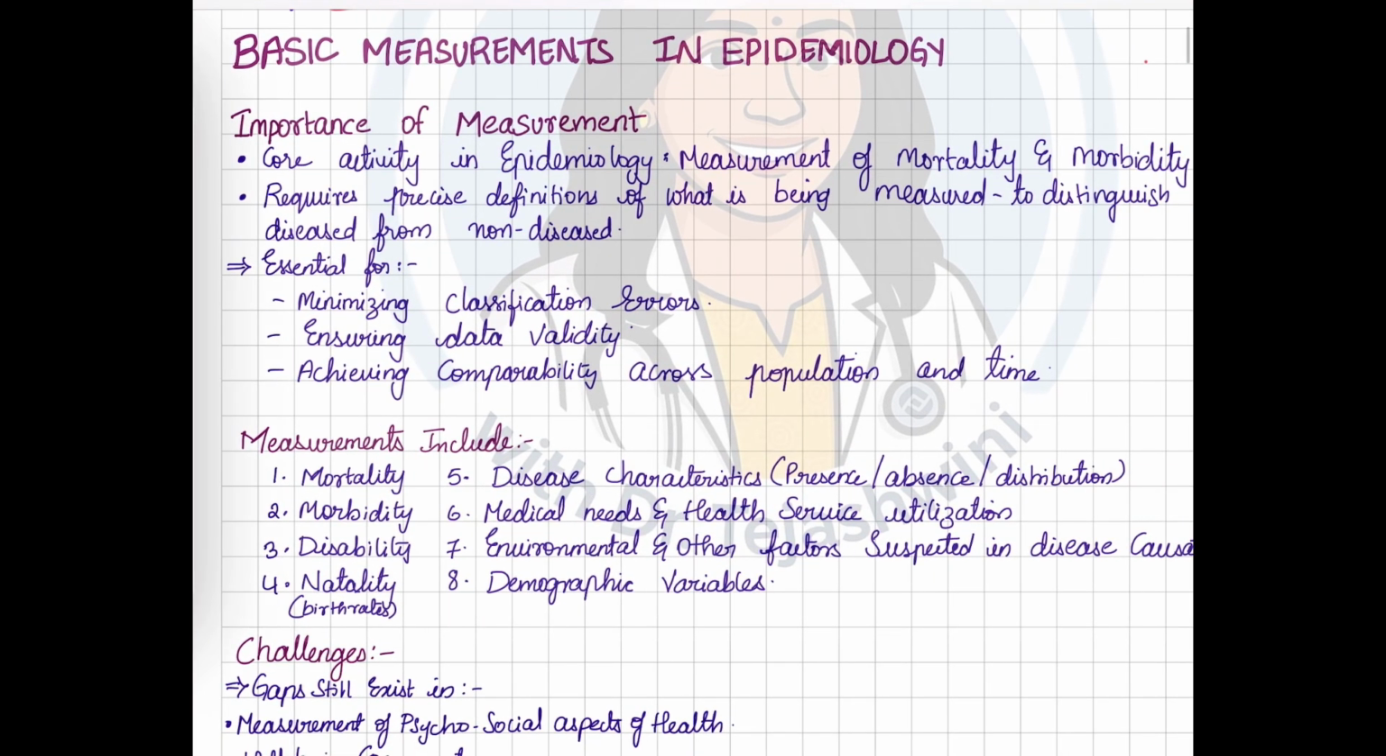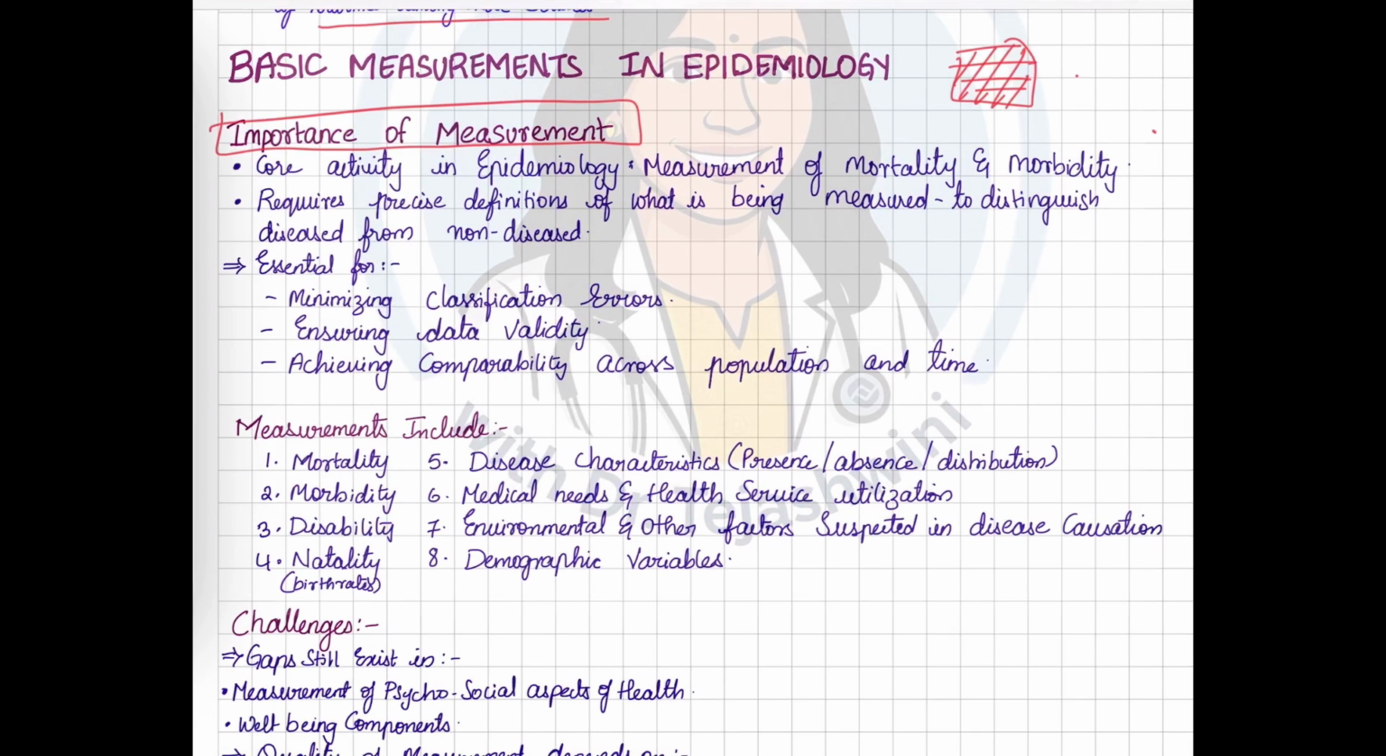Next, let us see the basic measurements in epidemiology. Why? Epidemiology is a study of a disease in a specified area, in a specified population. So to study something, we need to have a few measurements. What is the importance of measurement? What are the important measurements of epidemiology? Like to measure vegetables, we say kgs or half kg, etc. To study epidemiology, we have a few other measurements. So what are they? Let us see the importance.